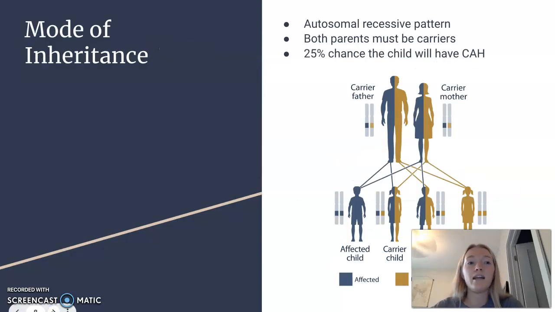Now, how is CAH inherited? It is an autosomal recessive disease. So for autosomal recessive diseases, the parents must be carriers. So, for example, that would be heterozygous, big A, little a, for both mom and dad. That means that they are carriers. In this image that I provided, you can see that both the mother and the father are carriers, and the chance that they will have a child with CAH is a 25% chance, or 1 in 4.